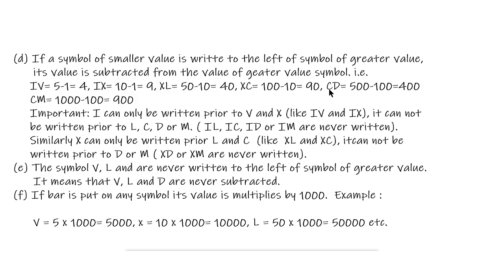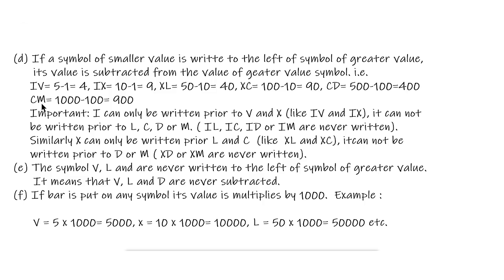CD: C is 100, D is 500, and C is smaller than D and is written to the left of D, so its value will be subtracted. It becomes 500, that's the value of D, minus 100, that's the value of C, equal to 400.